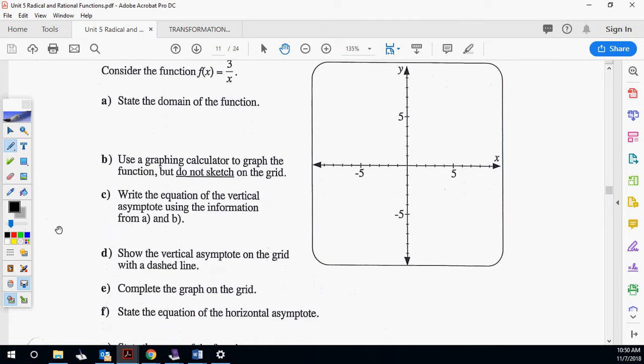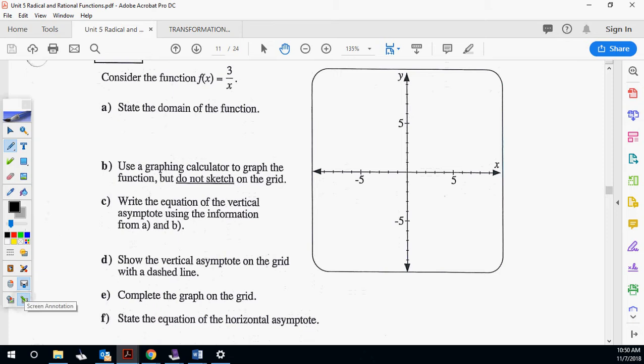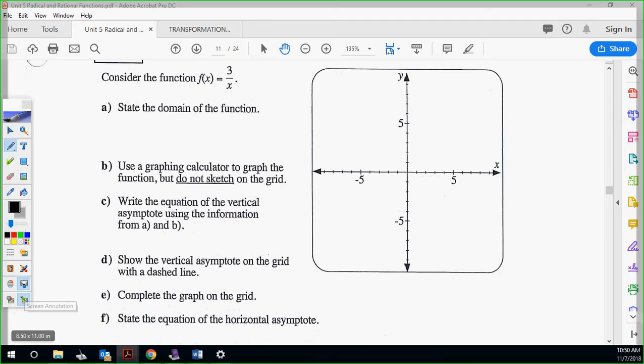Let's look at these. Consider the function 3 over x. State the domain of the function. So what's the domain of this function? What's that, Key? Right, so he's saying greater than 0 or less than 0, but you can also simply write everything except 0. You could write it like that if you want. That just means not equal to 0. There are a lot of different ways you can write it, but the point is it's just everything but 0.